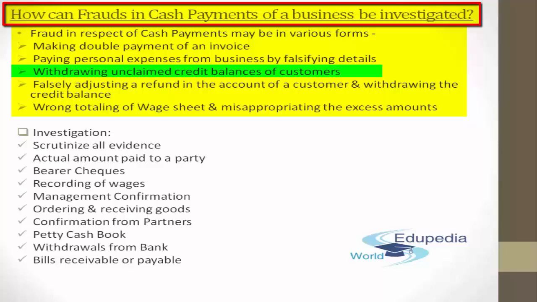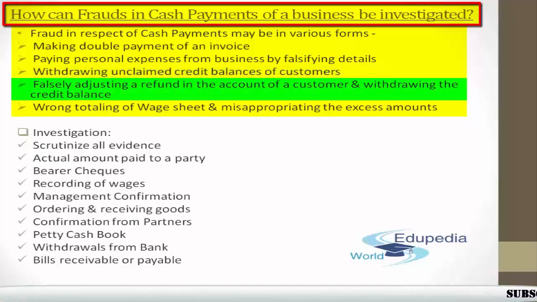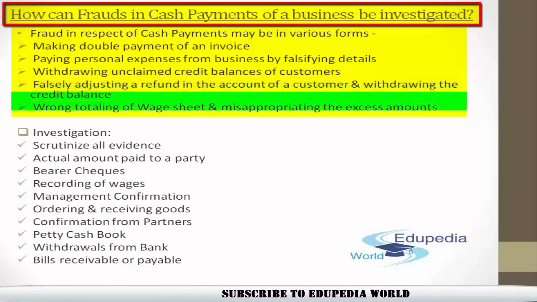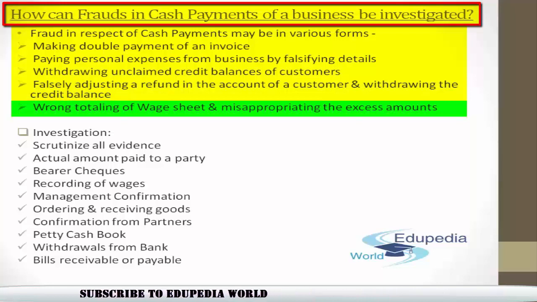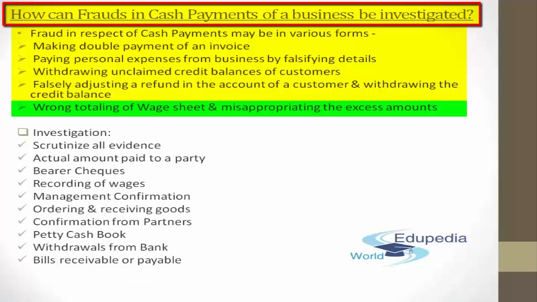Then, falsely adjusting a refund in account of the customer and withdrawing the credit balance, that will be on the same lines. And finally, wrong totaling of the wage sheet and misappropriating the excess amounts. You told on your wage sheet that you have already provided Mr. Ram, Mr. Sham 100 rupees. However, in reality, you just paid them 50 rupees. You have mentioned the wrong totaling on the wage sheet, and by stating that you have paid 200, however, you have misappropriated the excess amount in that case. These are some of the instances in which fraud can happen with respect to the cash payment. Now, what you need to do?